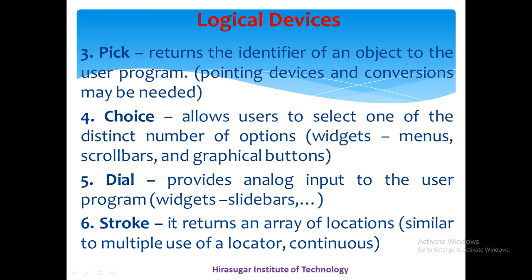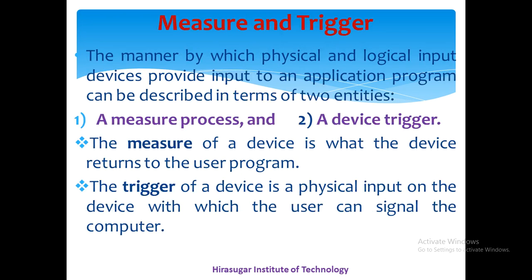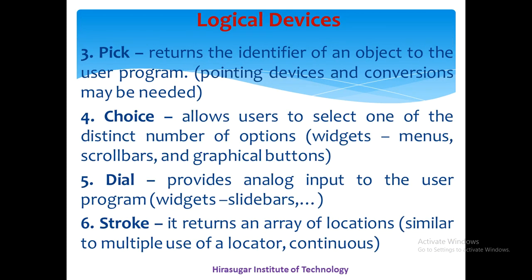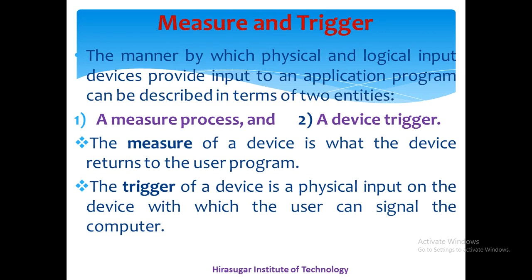Most of the time we will use mouse and keyboard. These are the logical devices, the categories of logical devices. Logically they are classified like this. You can use that input device as a string logical device, as a locator logical device, as a pick logical device, as a choice logical device, as a dial, or as a stroke logical device.